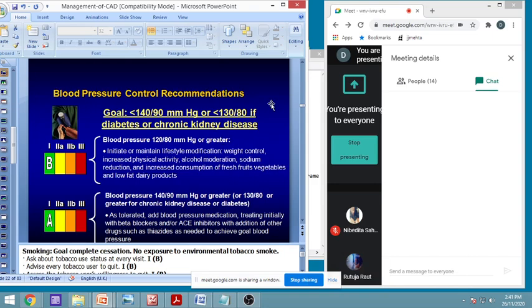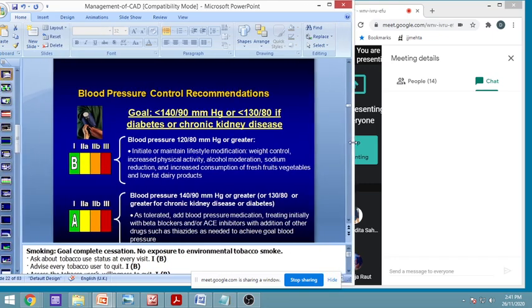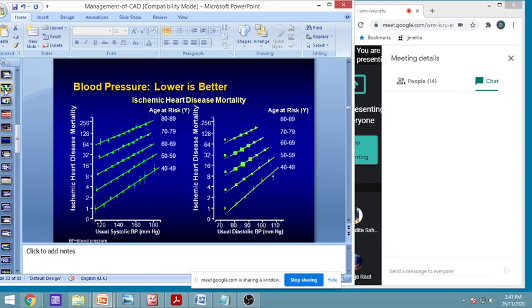So the importance in that is why we are controlling blood pressure. We have seen that these are the reason why we have to control it. These are the results again. When blood pressure is controlled, what is the impact on the death of people?